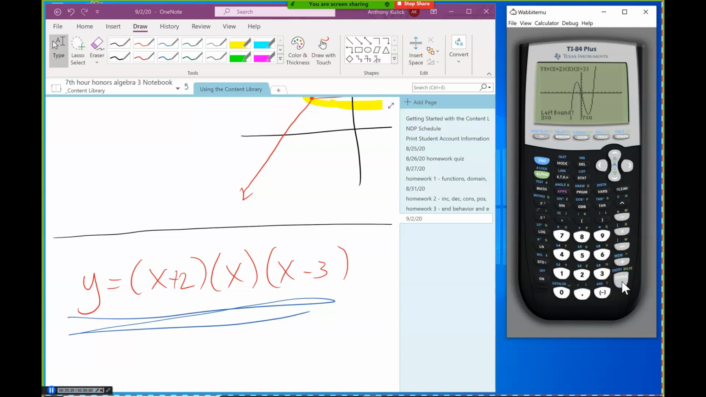And now notice it returns us to the main screen, but in the lower left corner of our screen, we have a question. It says left bound with a question mark. You guys all see that? You should also notice that somewhere on your screen you have a cursor that's flashing. My cursor is flashing here at the origin. Yours may be at a different location. That's fine if it is.